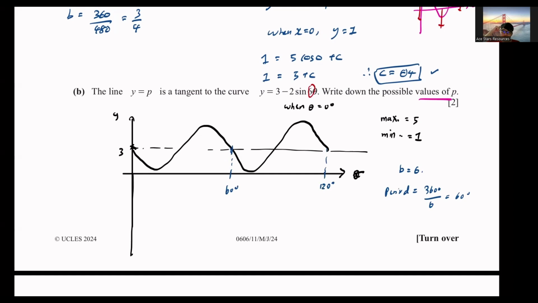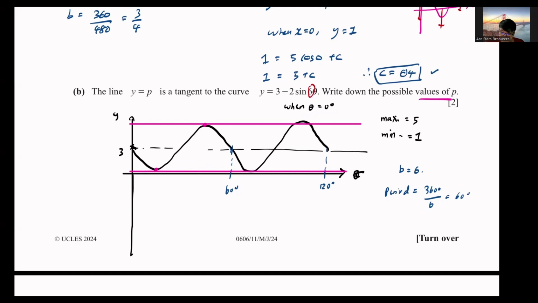Now, y equal to p is a tangent to the curve. Write down the possible values of p. So a tangent you can have here and here, right? There's two versions where you can just draw. Remember, a tangent is the point where it touches the curve once. Just draw it here. So you can have two regions.